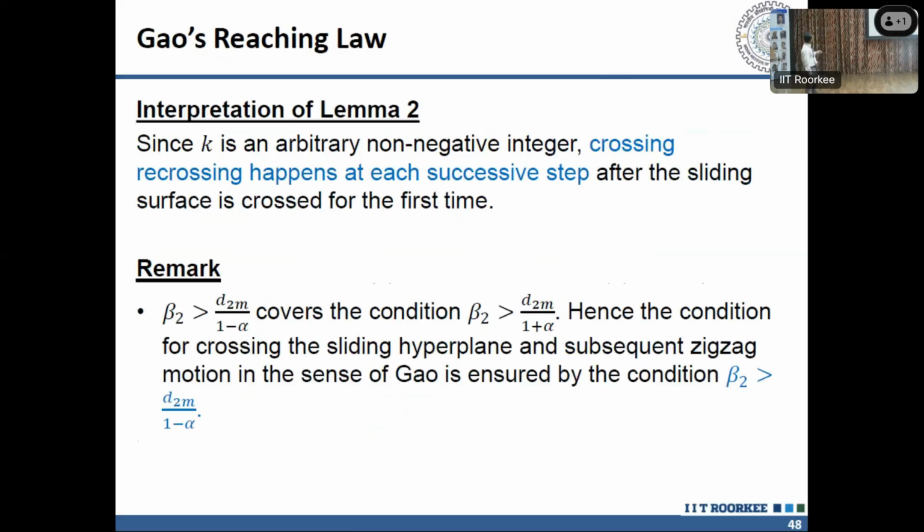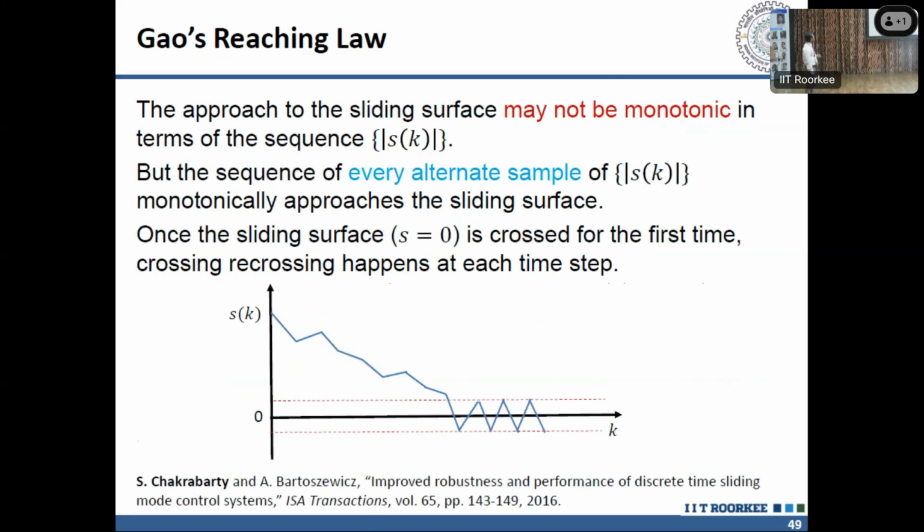Now one thing we note is that the condition on lemma 2 covers the condition on lemma 1. This is the condition on lemma 1, the condition to guarantee convergence, and this is the condition on lemma 2, the condition that guarantees crossing and recrossing. That means if I simply choose my beta 2 greater than dpm by 1 minus alpha, that is sufficient. This will guarantee convergence as well as crossing. So now it looks something like this.